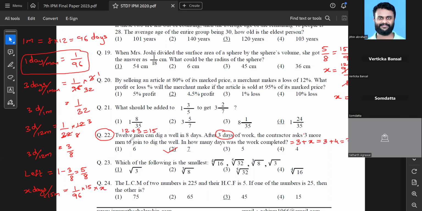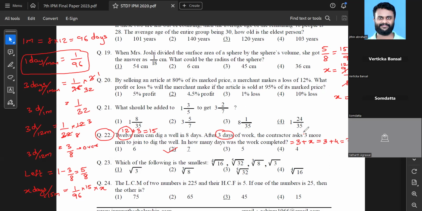Now I'm going to consider 12 men, because in the data they have given 12. So in 3 days, the work completed by 12 men is whatever fraction we have got for one man multiplied by 12. In this case, 1 by 32 multiplied by 12, I've got 3 by 8. So this much amount of work is over in 3 days.